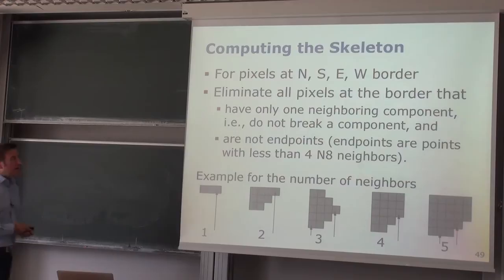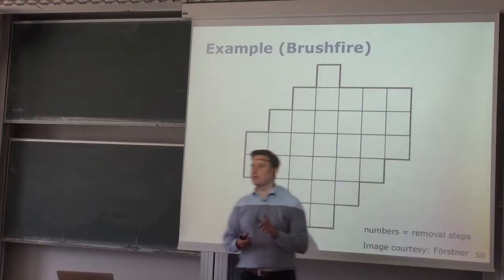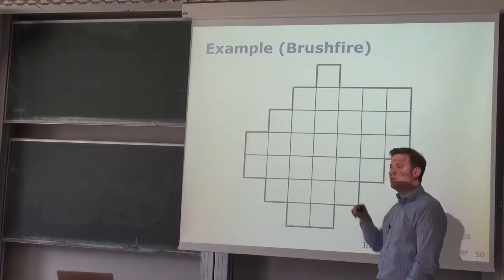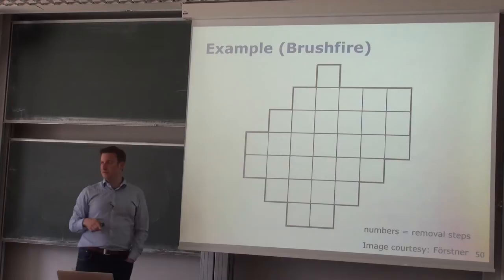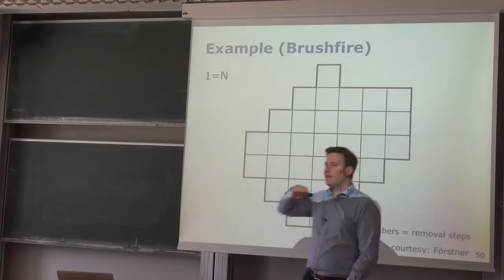Okay, let's have a look at how this algorithm works. We said we start from north, south, east, west. So we start from the north. All the pixels which are at the border towards north, I'm now considering. So this pixel, this pixel, this pixel, this pixel, this pixel, this pixel, this pixel. Everything which is labeled as 1 are those pixels which are eliminated, peeled away in the first step.